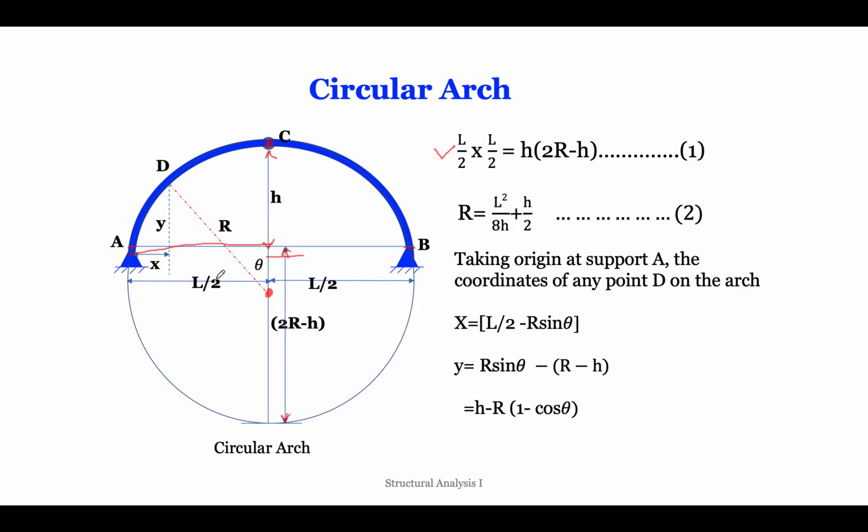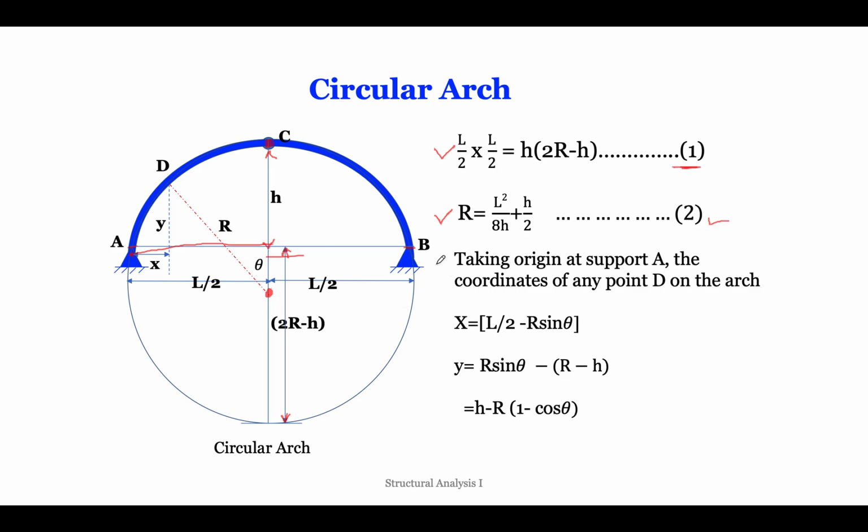So we see that this is L by 2 from here to here. L by 2 into L by 2 is equal to h into 2r minus h. So we get equation number 1. From this equation we can find out r is equal to L square by 8h plus h by 2. So we get equation number 2.